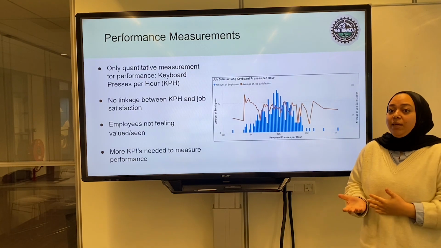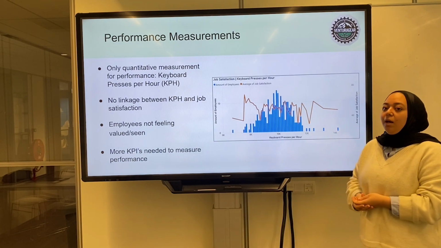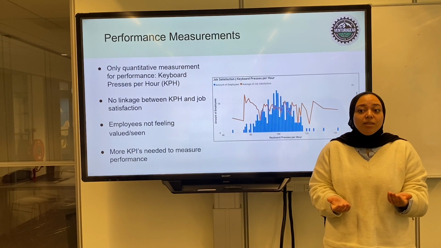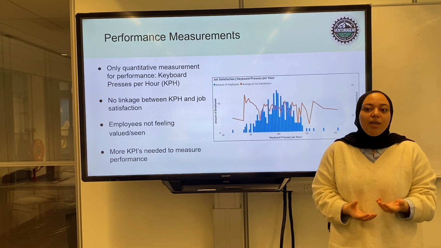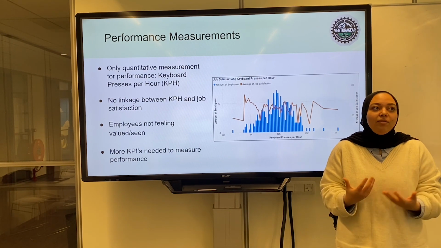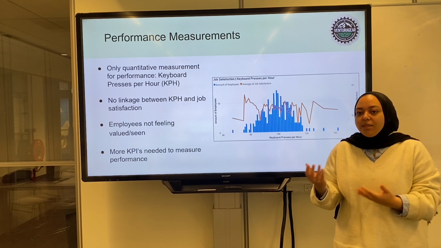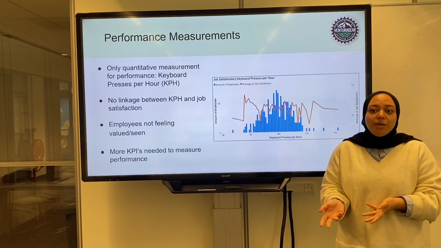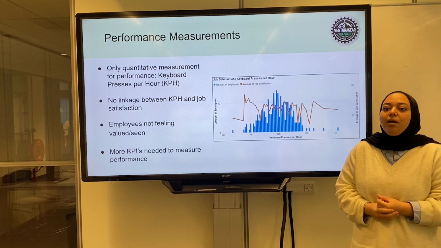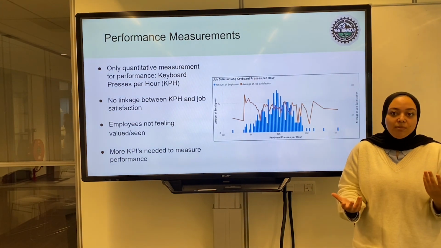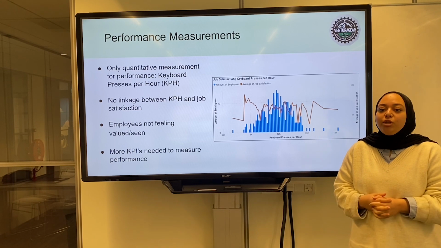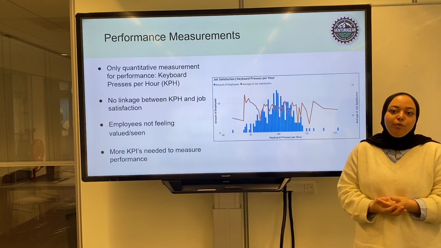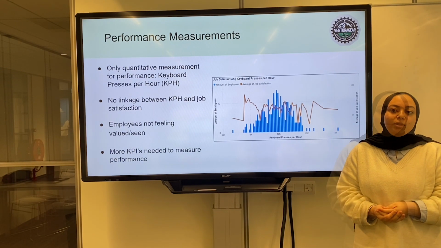However, higher keyboard activity does not necessarily translate to higher performance, which raises concerns about employees' productivity as well as employees feeling seen and valued more. For example, employees can have less keyboard presses but still be considered productive or vice versa. So effectively, to assess performance and foster a positive work environment, additional key performance indicators should be introduced.